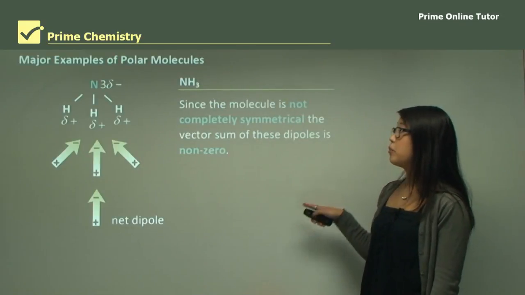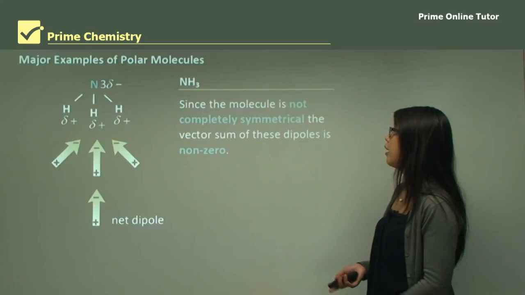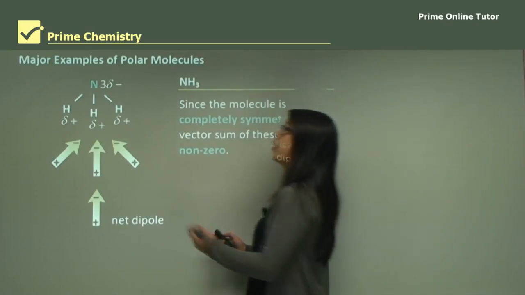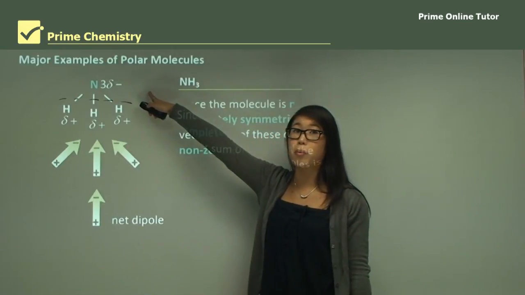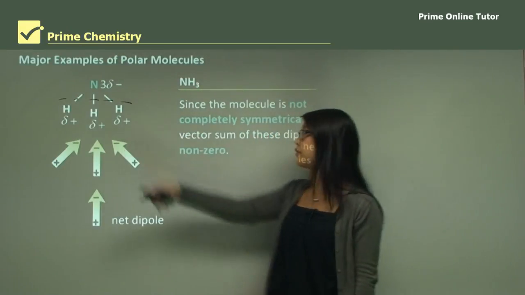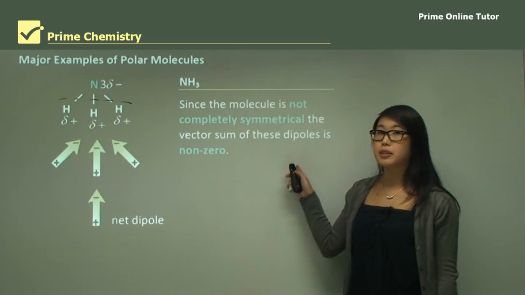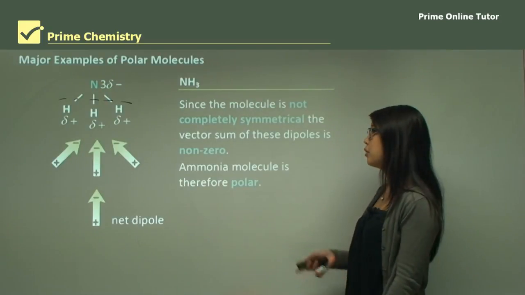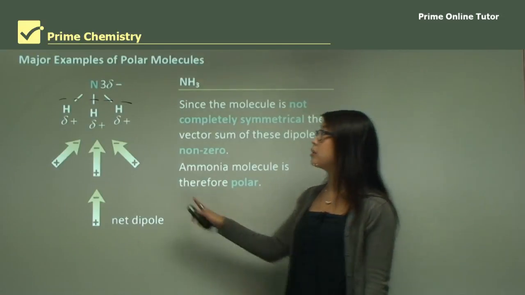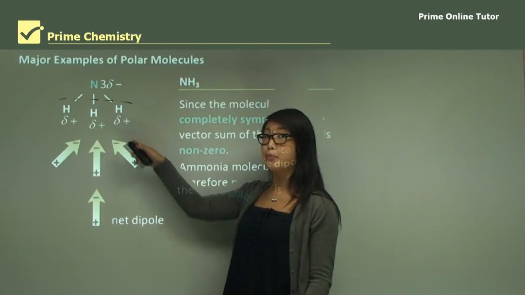So when we look at the molecule, is it symmetrical or not? It's not, because when we look along the line again, we can see that this end is more negative and this end is more positive. So when we add these dipoles together, we're not going to have a net of 0, we're going to have a polar molecule. So the whole molecule is polar because one side is more negative, one side is more positive.